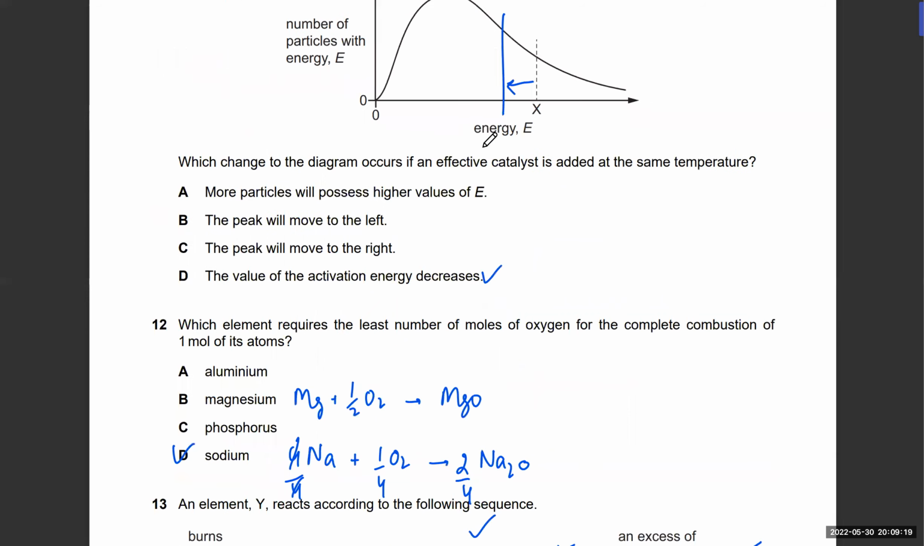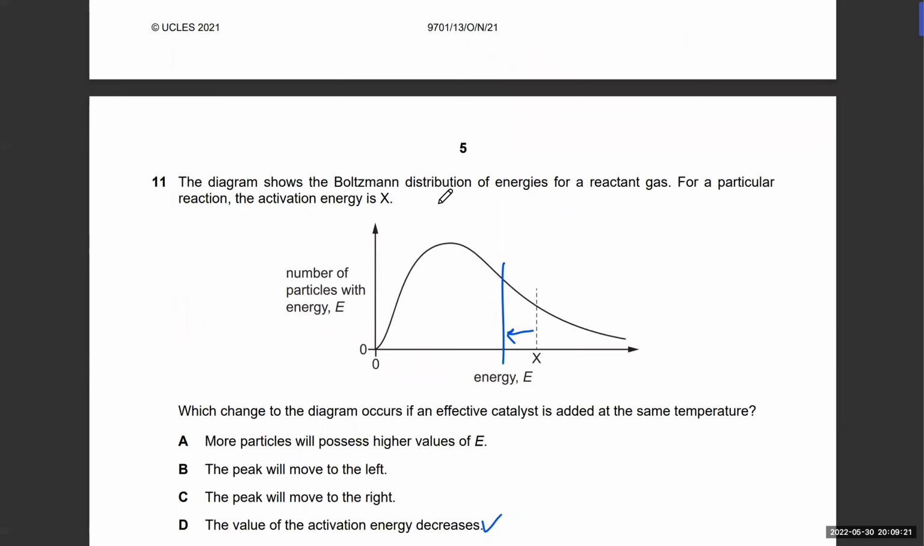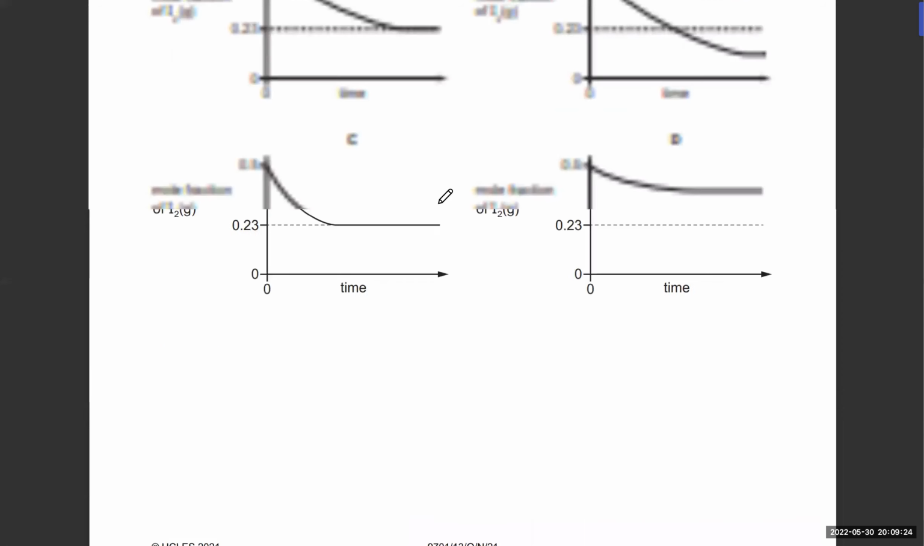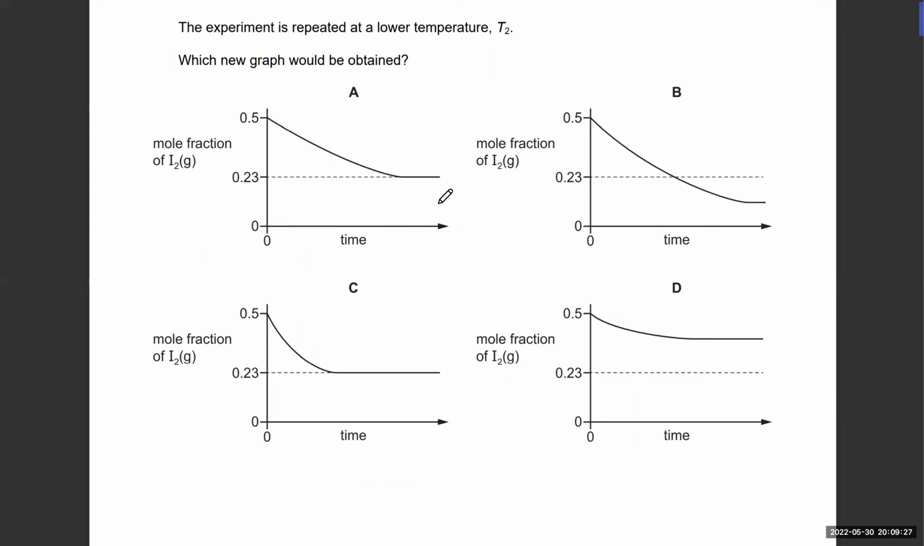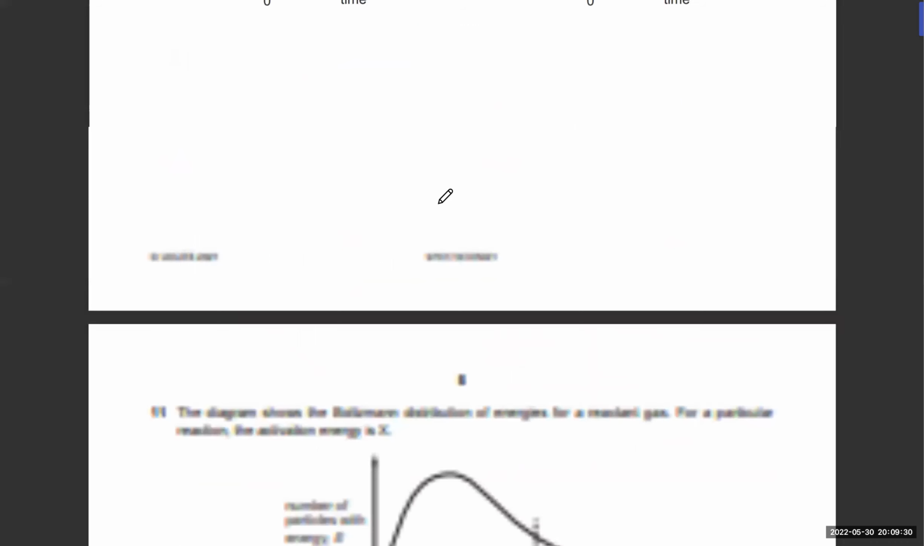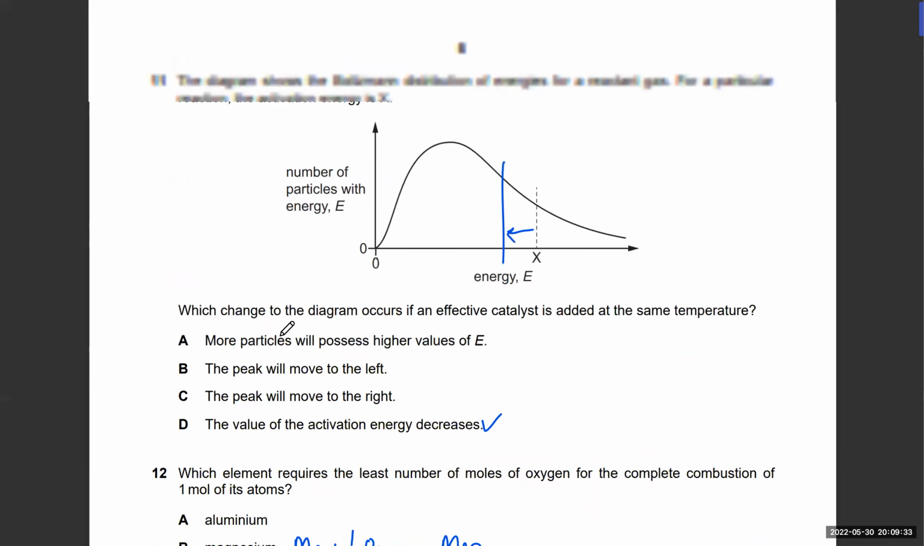So which change to the diagram occurs? Yes, the activation energy only decreases. That's it. Now, why not A? The reason it's not A is that it says more particles will possess higher values of E. He's talking about E, this line. This is E, right? So the number of particles will still be the same. They won't have more. It's only that the E will actually move to the left. There's going to be a new E basically. Is that clear?